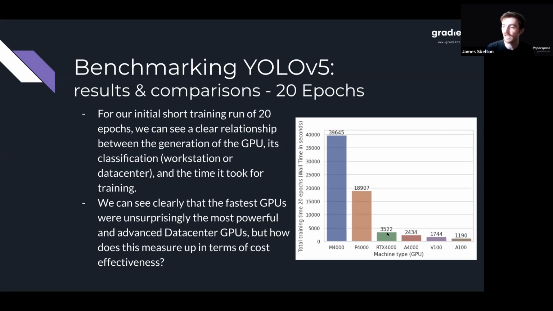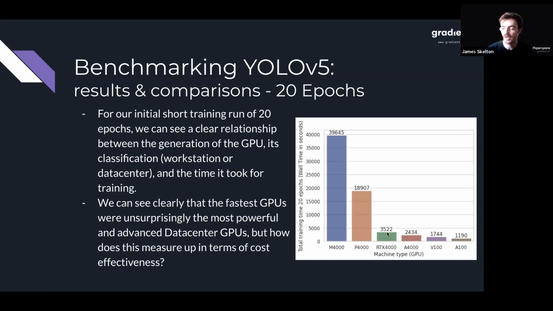Then we can also look at the M4000's comparatively long training time, and we can see the relative lack of CUDA cores, and this is something you would need to look up outside of this session, but the M4000 has significantly fewer CUDA cores than the other examples we're using here. I believe it's around 200. Without those CUDA cores, its throughput is significantly lower than the other GPUs with the same RAM, the RTX 4000 and the P4000.